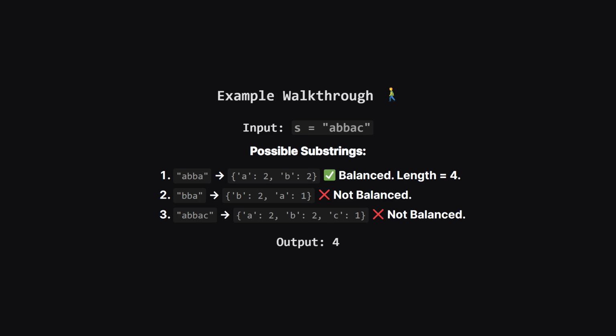Let's walk through an example to make sure we get it. Say our input string is ABAC. We are looking for slices of this string. If we look at the slice ABA, we count 2 A's and 2 B's. Since both distinct characters appear twice, their frequencies are equal. That's balanced. The length is 4. If we extend it to ABAC, now we have 2 A's, 2 B's, but only 1 C. Since C has a different count than A or B, this longer string is not balanced. So for this example, the best we can do is 4.